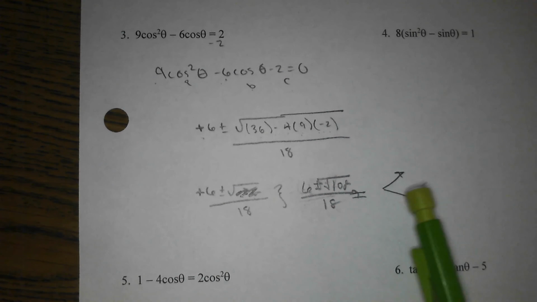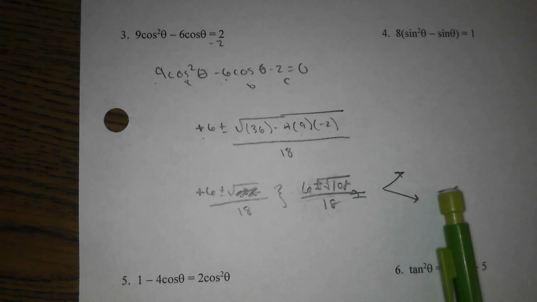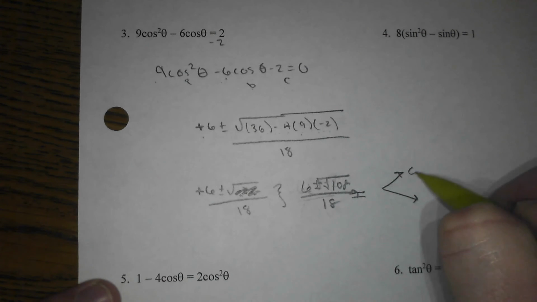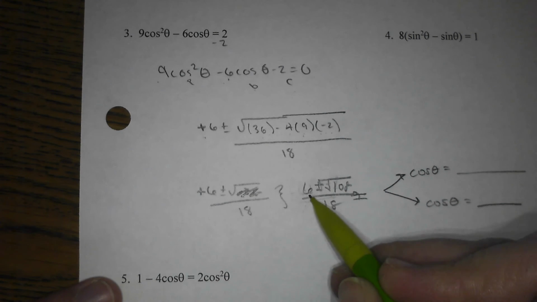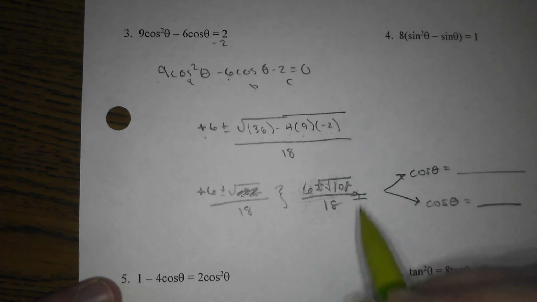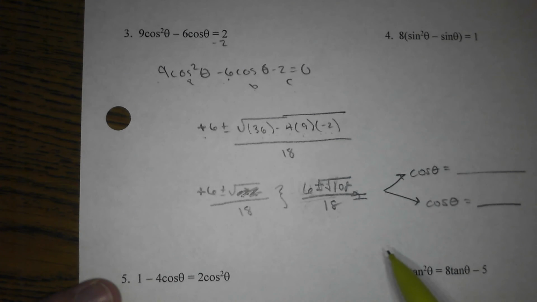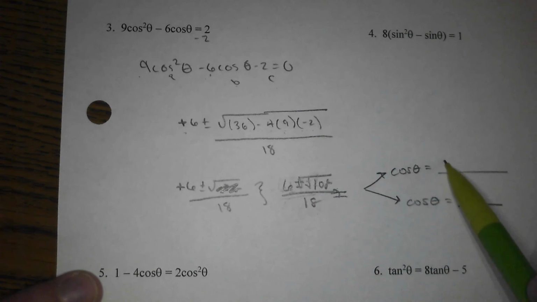And so you get your 2 decimal answers. Okay? So you get cosine theta equals one of those decimals, and cosine theta equals the other one of those decimals, whatever you get when you do 6 plus root 108 divided by 18, and then the 6 minus version, and then inverse cosine of that, and inverse cosine of that.